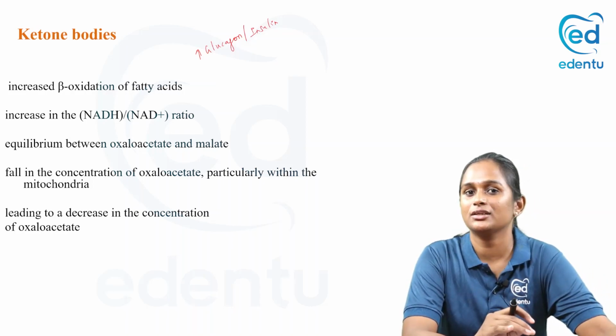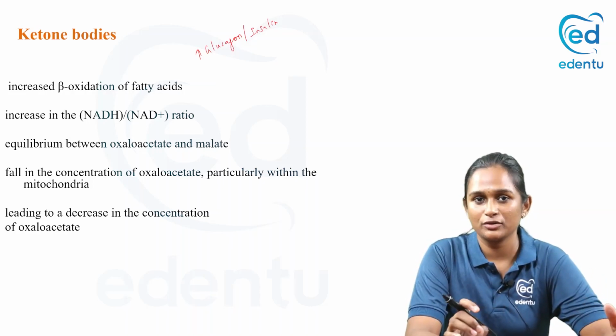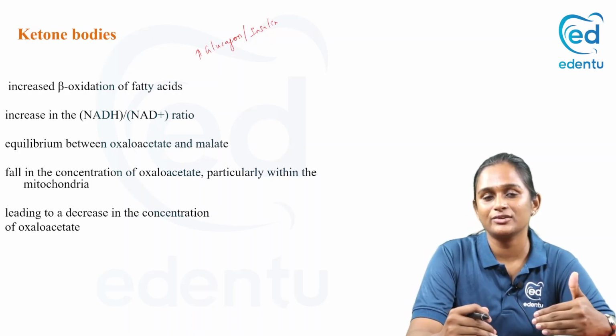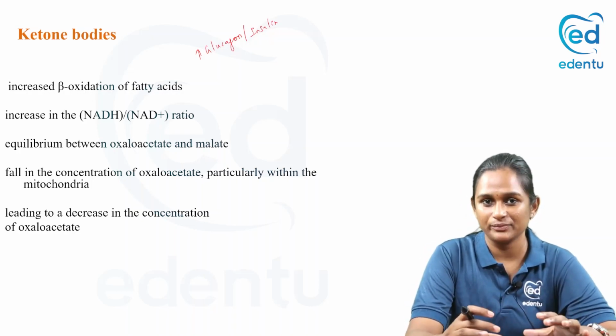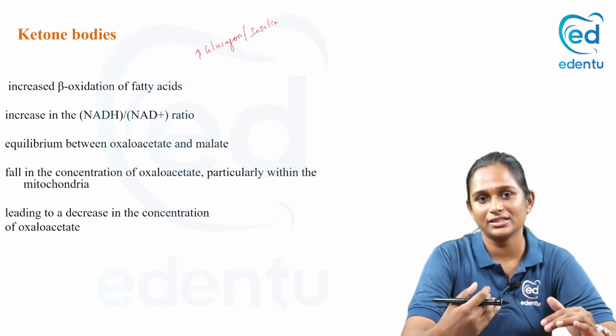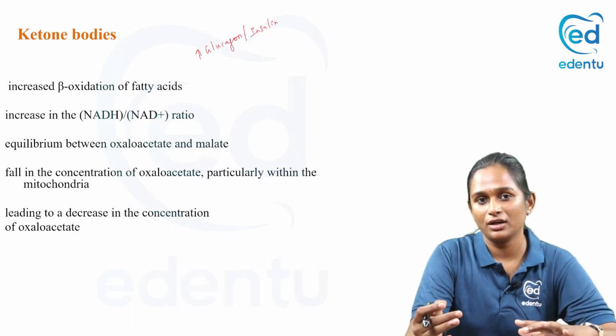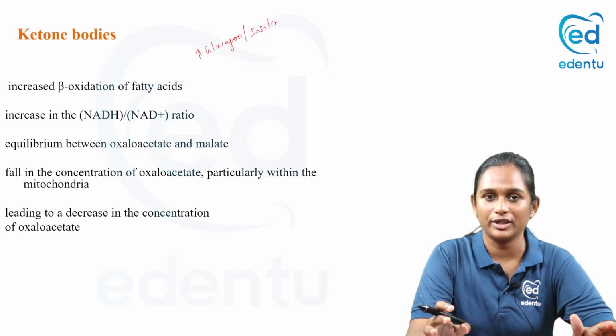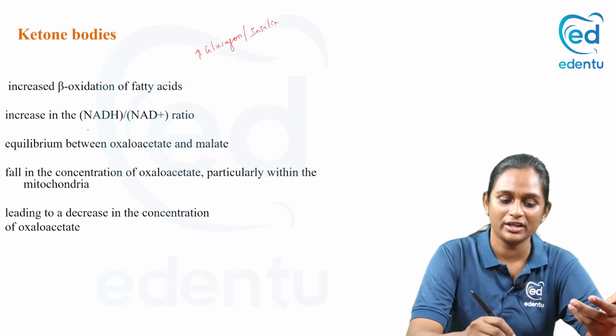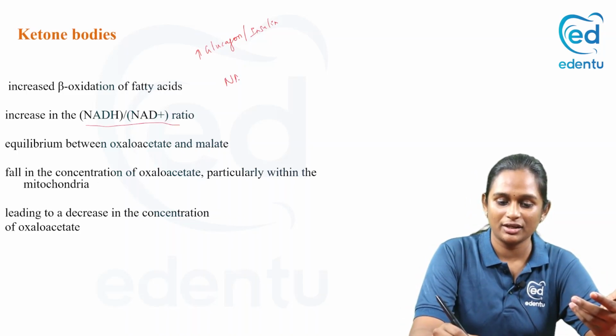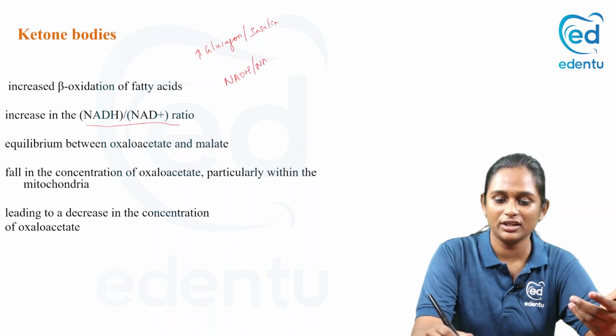and those free fatty acids will inhibit acetyl-CoA carboxylase. So malonyl-CoA will not be formed. The carnitine acyl transferase will be free, so it allows all the fatty acids into the mitochondria, which will all undergo oxidation and produce acetyl-CoA. Okay, so there will be more and more NADH, right? So there will be an increased NADH to NAD plus ratio.